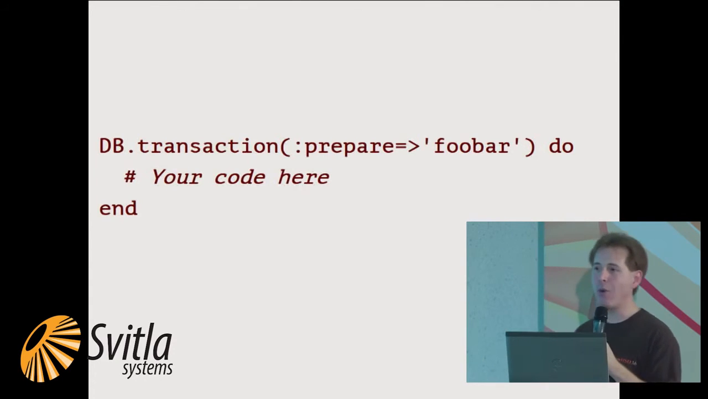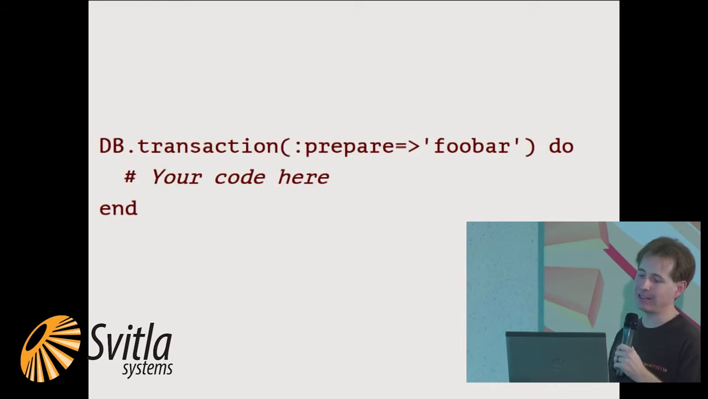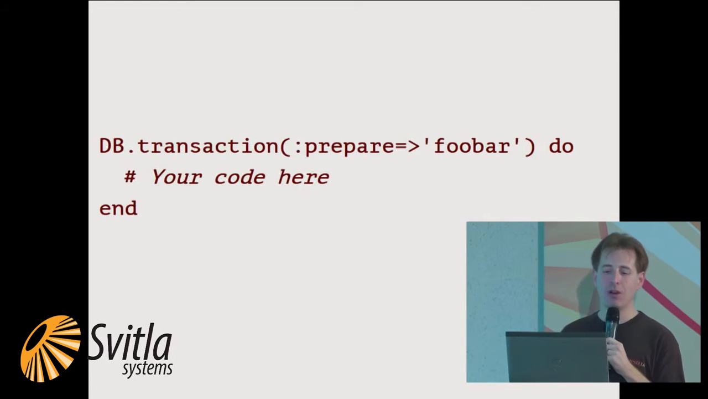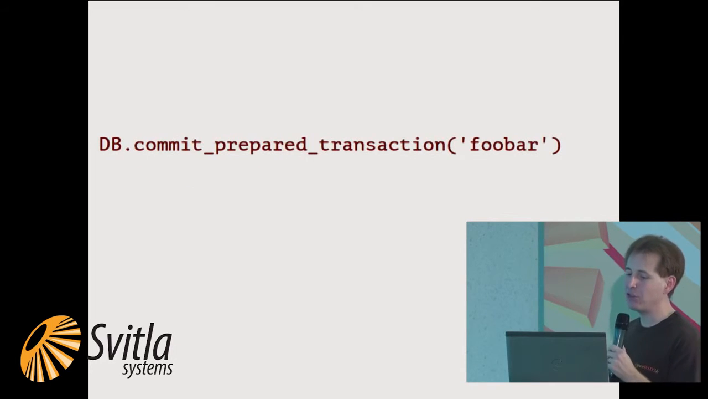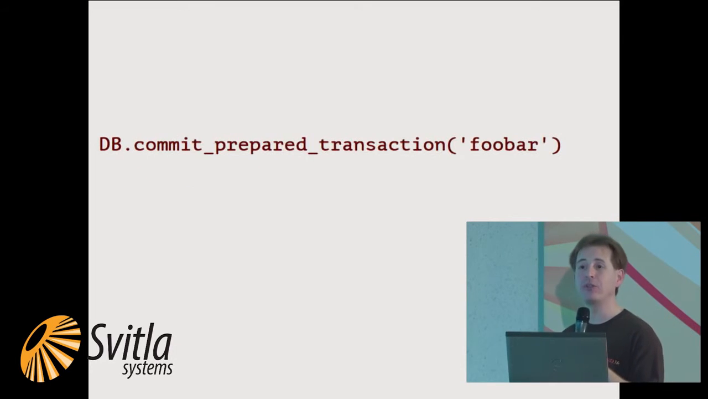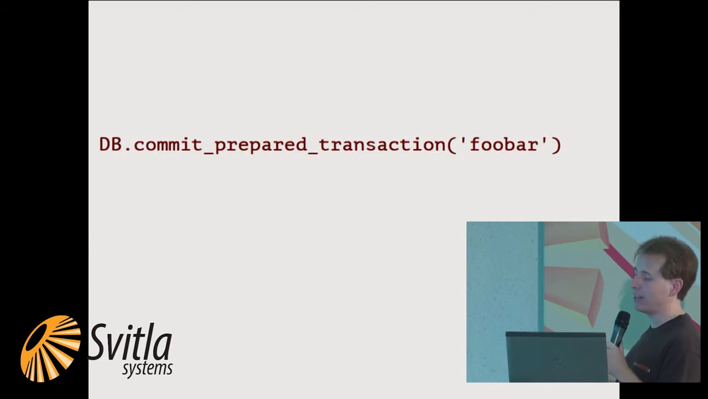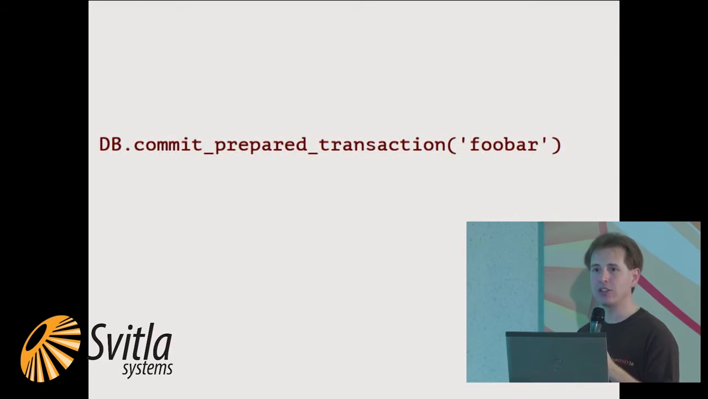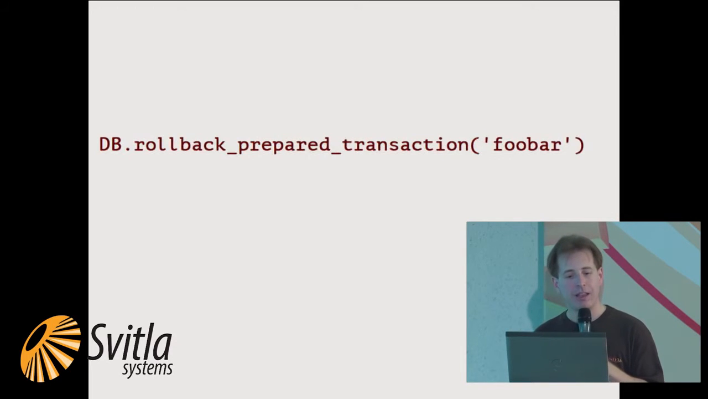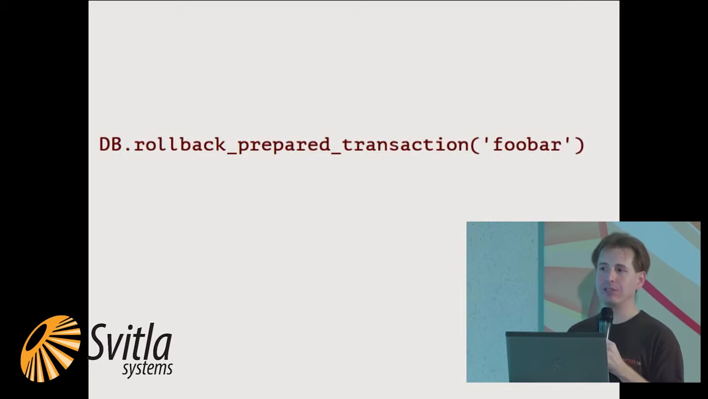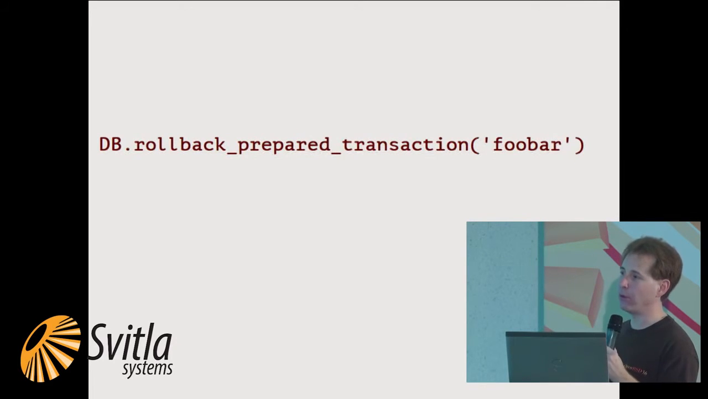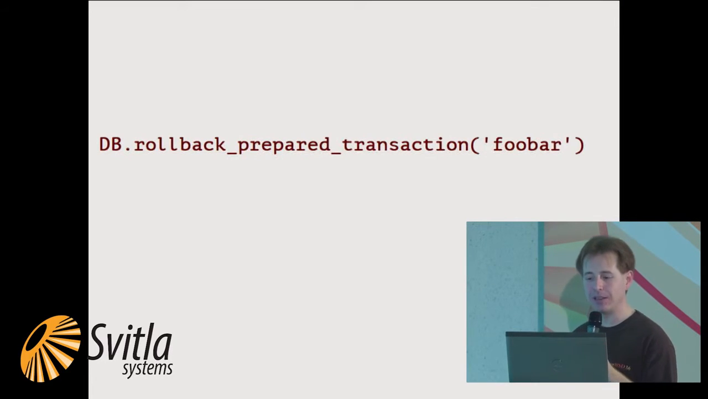However, the locks required by the transaction remain in effect, so you cannot do things that will cause the prepared transaction not to be committed. After you have received confirmation from the other side that the transaction has been committed, you can call commit prepared transaction with a transaction ID string to commit the transaction you just prepared. If for some reason the other side was not able to successfully commit the transaction, you can roll it back on the current database using the rollback prepared transaction method. And this ensures that the two databases are kept in sync.